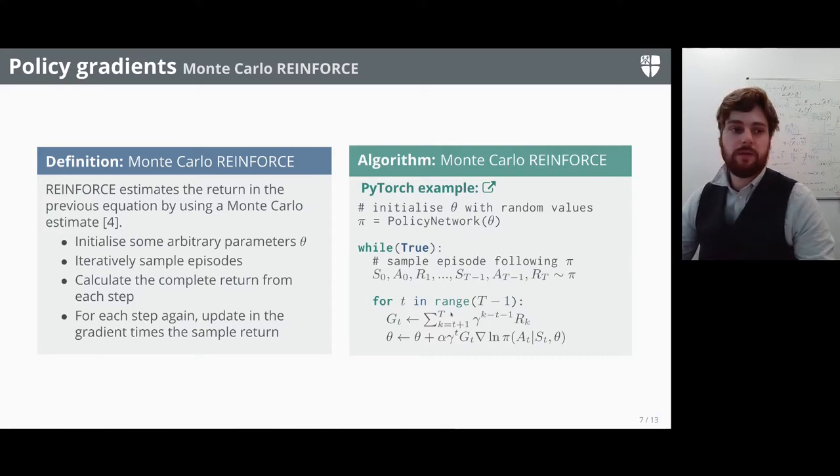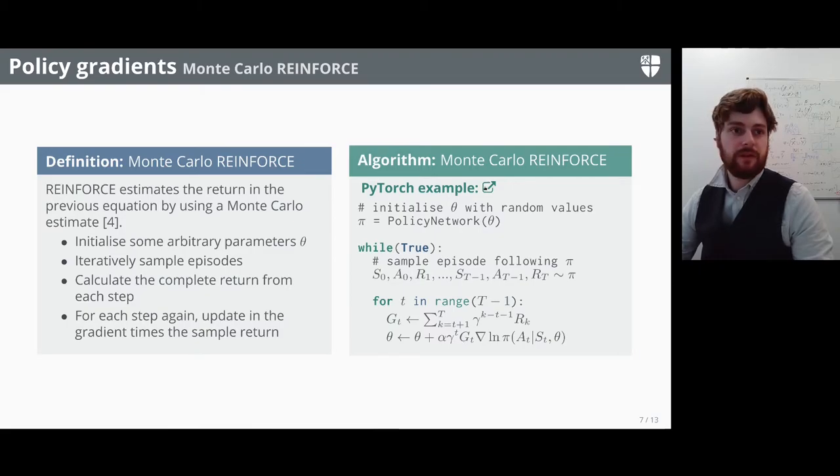And once we've got this return here, we're going to go back through all of the states, and we're going to update all our parameters theta by moving them a little bit in the direction of the gradient that maximizes the log probabilities multiplied by the return that we got from that point onwards.